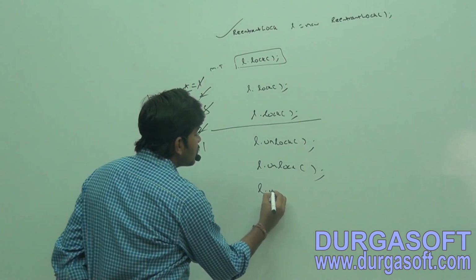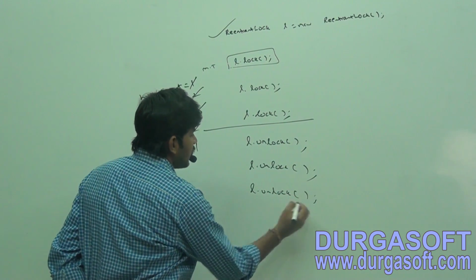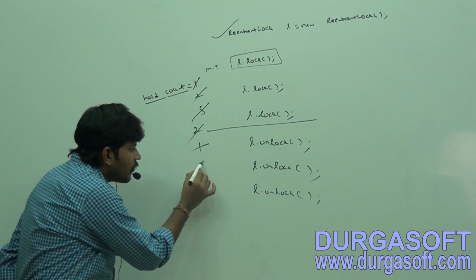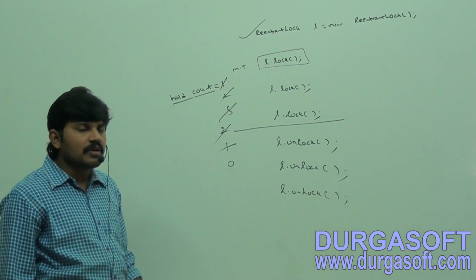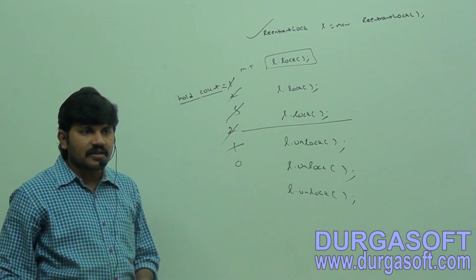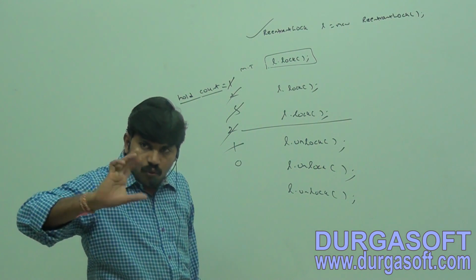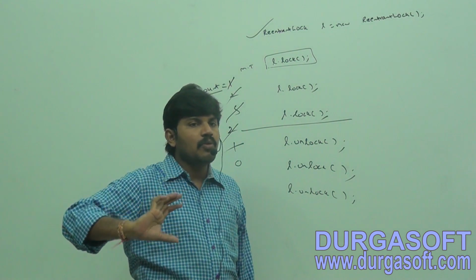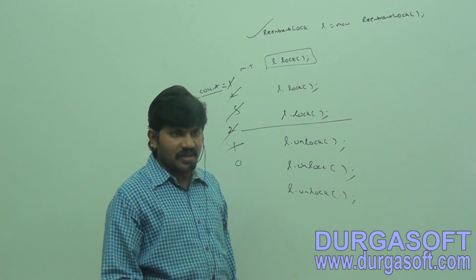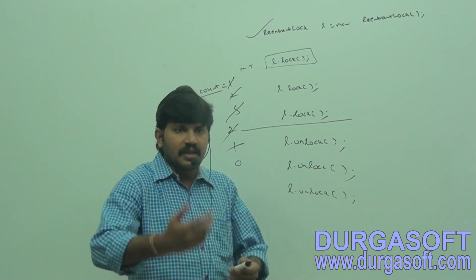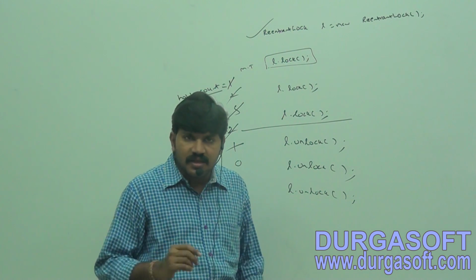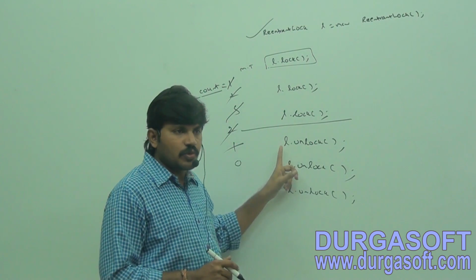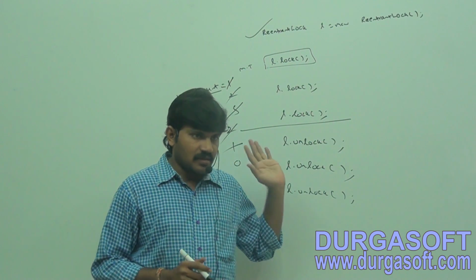Next, l.unlock(). Now its value will become what? 0. Whenever the hold count reaches 0, the thread releases the lock. The same thread can hold multiple holds on the same lock object. So that's why it is re-entrant. It's always requesting again, this type of facility is there. That's why this one is by default considered as what? Re-entrant lock.